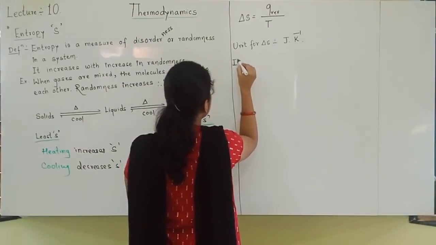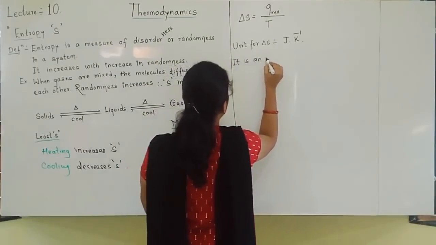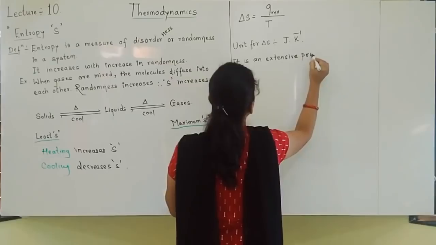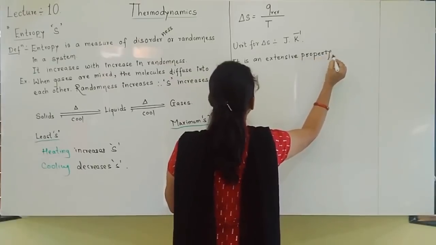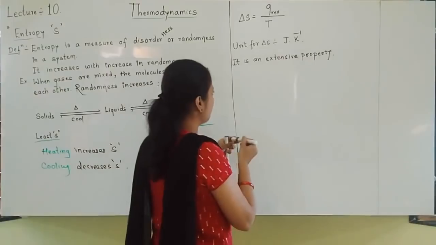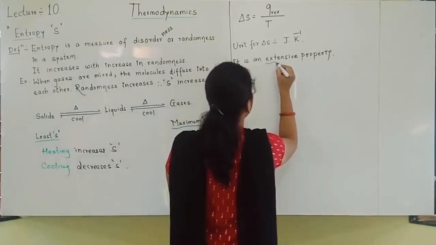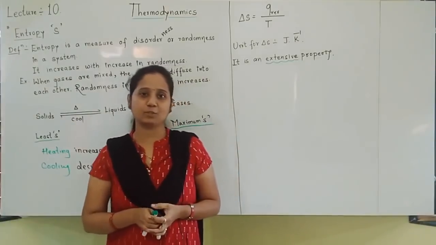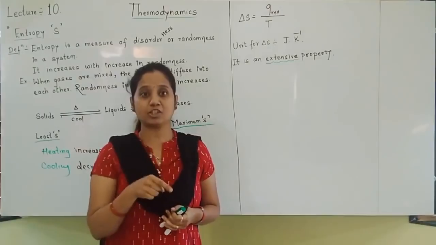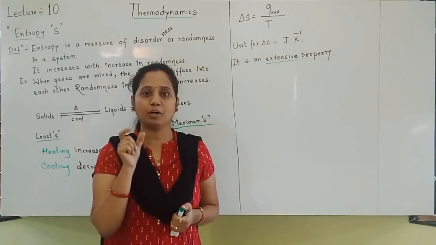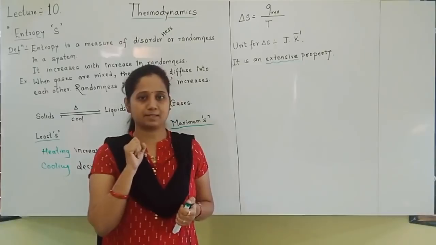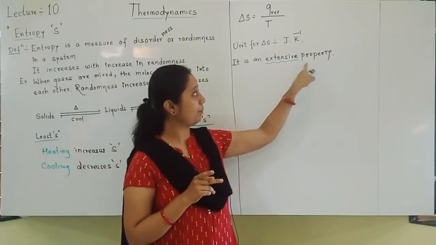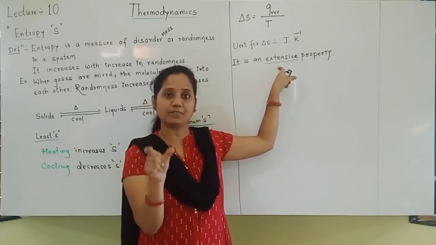I can write that it is an extensive property. Okay students, I hope you remember the meaning of extensive property from the starting of the videos. Hardly in the first, second or third video I told you what is extensive property. The property which depends upon the amount of substance present in the system is called an extensive property. This property depends upon quantity, the amount of substance present.